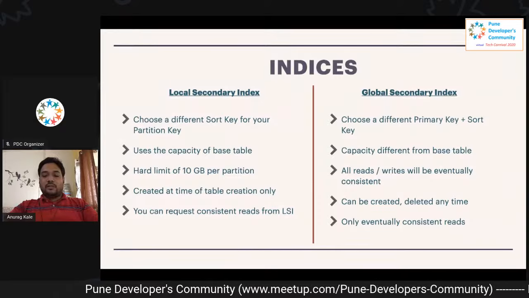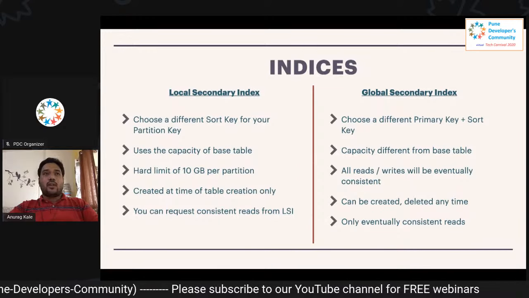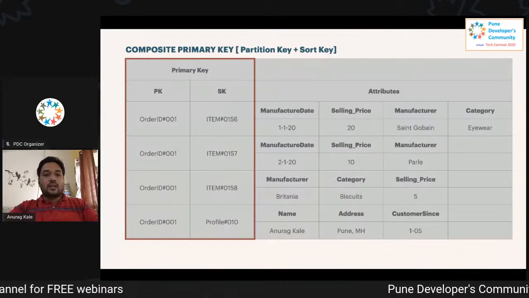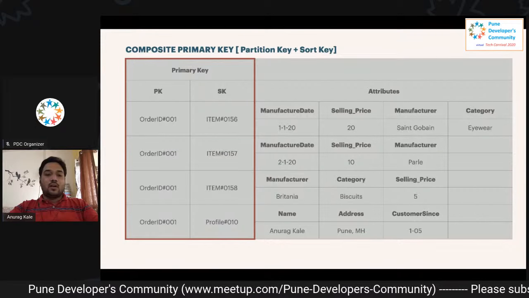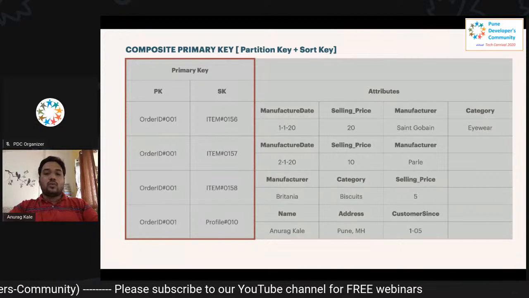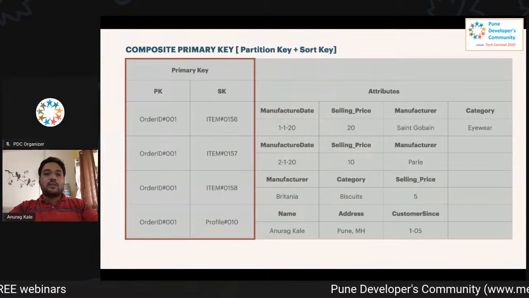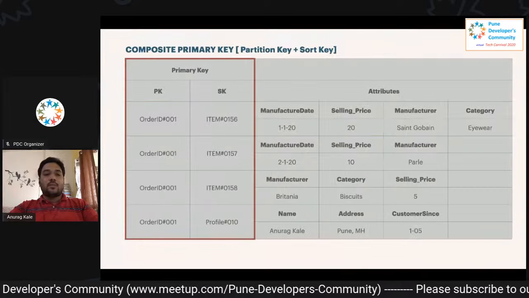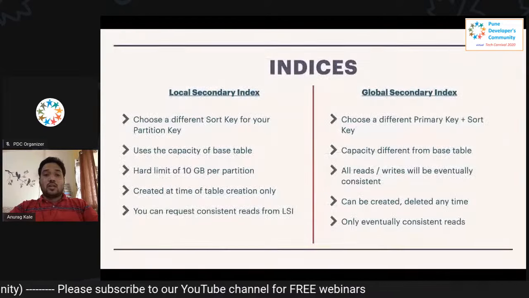In a local secondary index, you can define a second sort key for the same primary key in your table. Going back to this example, the partition key is order ID and the sort key is item hash. But let's say tomorrow you want an access pattern to filter by category. You can replace this sort key with the category attribute, and your partition key is going to remain the same, but you will have a different sort key. This is called a local secondary index.